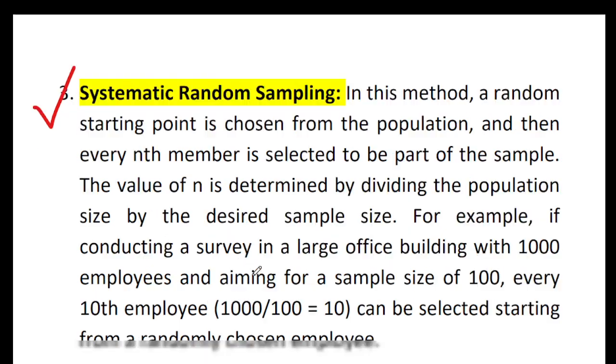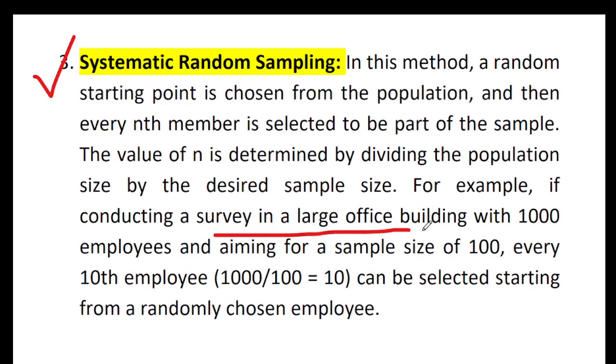For example, if conducting a survey in a large office building with 1000 employees and aiming for a sample size of 100, every 10th employee can be selected starting from a randomly chosen employee.